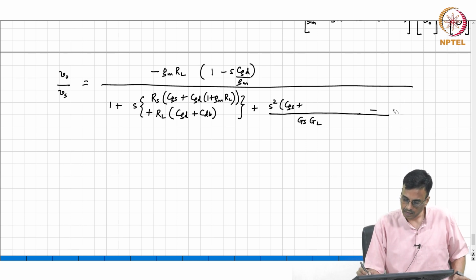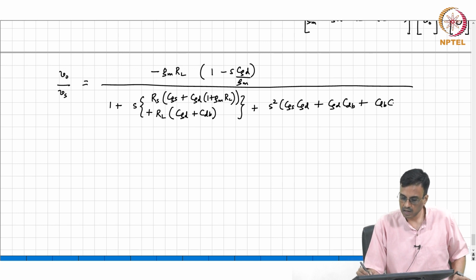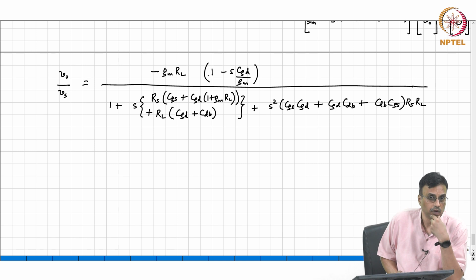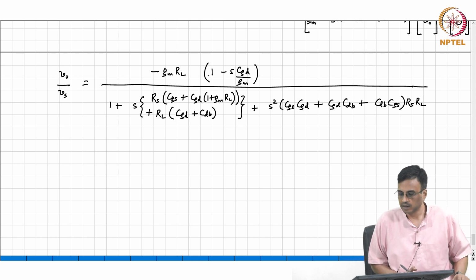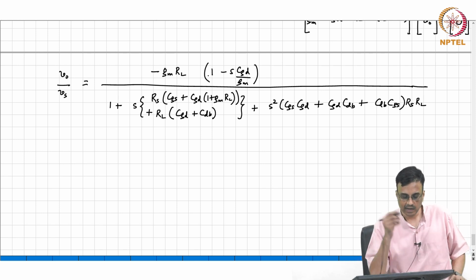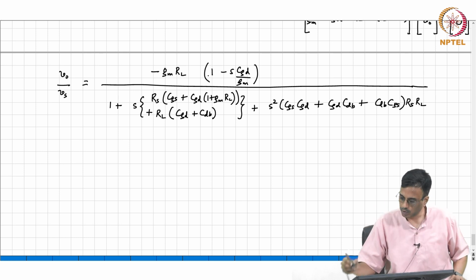So, what you get is simply plus CGD CDB plus CGS times RS. Does it make sense, folks? All right. So, this is the transfer function from the input to the output. So, let us see if we can make sense of these terms, right. I am going to draw the picture again.